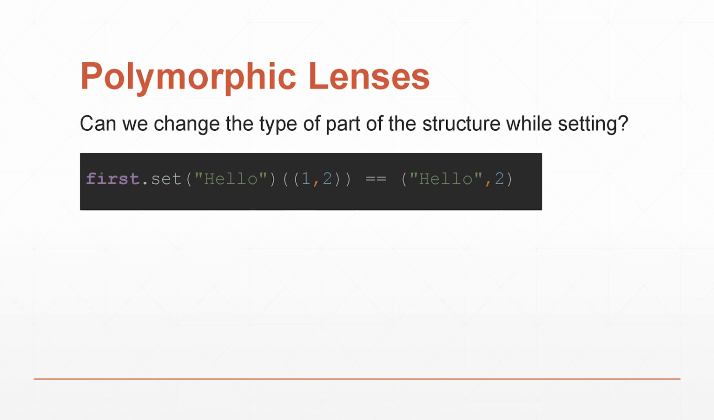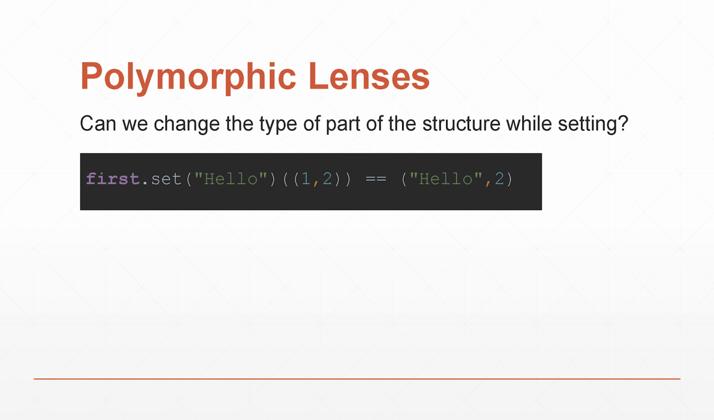So let's try to push the limits of lenses. Here's an interesting question. Can we change the type of what we are working on and setting a value? During a set operation, can we change the type? So here we have a tuple of two integers, 1 and 2. We set the first field to a string, hello, and we want to get a tuple of a string and an int.